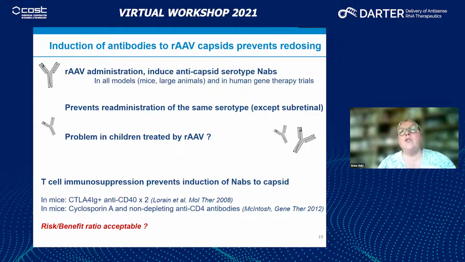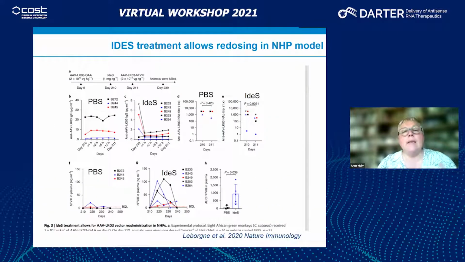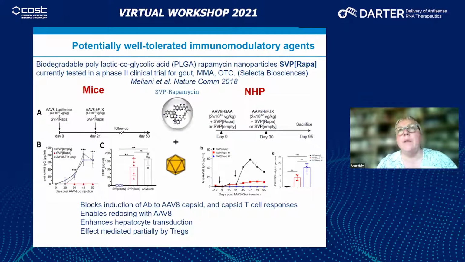Now, of course, unfortunately, these very strong immunosuppressive approaches are very risky. They have secondary effects, and the risk-benefit ratio is not always acceptable. So it's very important to find non-toxic alternatives that can be implemented to prevent this induction. So again, IdeS has been shown to, in fact, be a solution. You can completely cleave the antibodies as you induce them. It's been shown in this same article here that in mice or in non-human primates, you can, in fact, prevent the induction and allow the redosing with the secondary AAV.